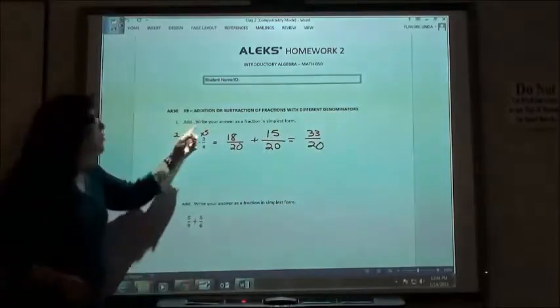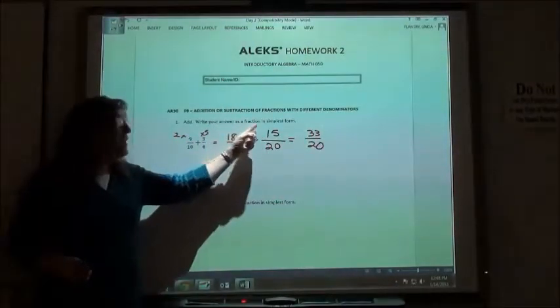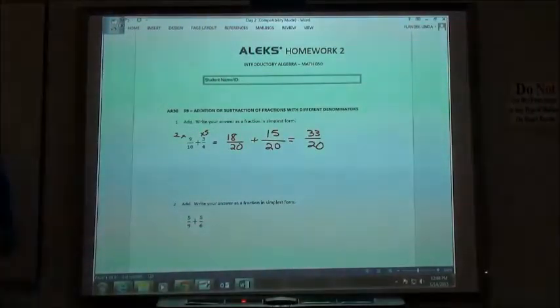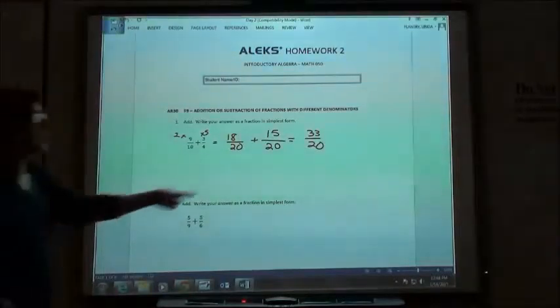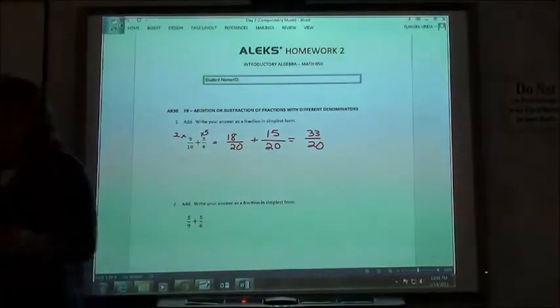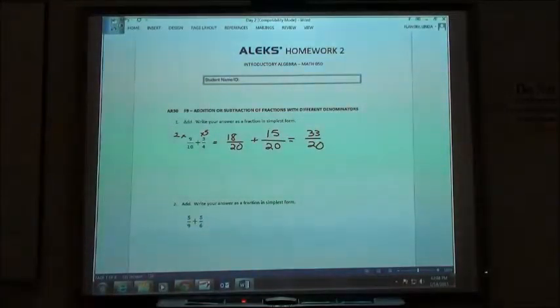Now when it tells me to write my answer as a fraction in simplest form, they want you to leave it as a fraction. They don't want you to change it to the mixed number. They just want to make sure you can't reduce it. I don't have any common factors where I could reduce that down any lower. I can't divide them both by 2 or 3 or whatever it might be. So I'm just going to leave it as 33/20.